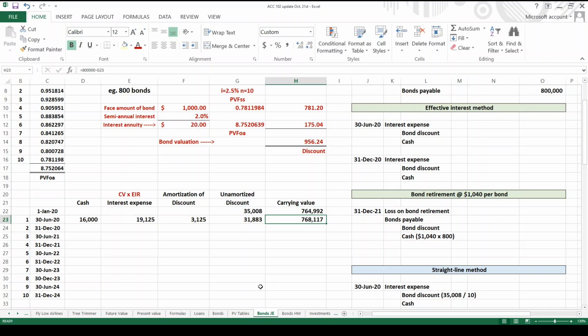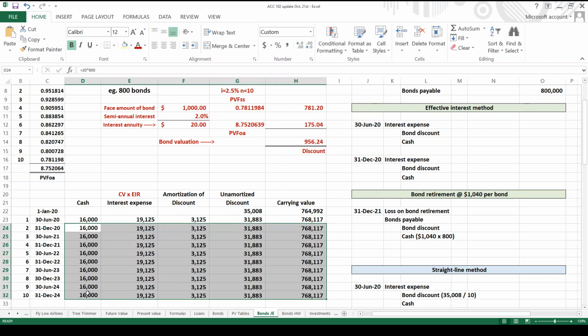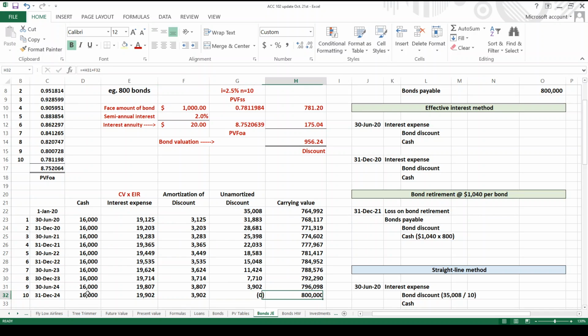Another way of looking at it is the carrying value is going to increase by the amount of the amortization each time. Remember, this number is headed for what? 800,000. So we could also do this. Let me get the same number, 768,117. Now, if these formulas are correct, and we carry this down to the 10th period, we're hoping against hope that what? We're going to get a 0 in the unamortized discount column. We're going to get 800,000 in the carrying value. There's your whole chart.